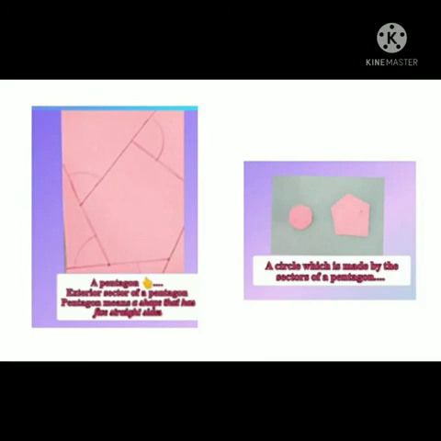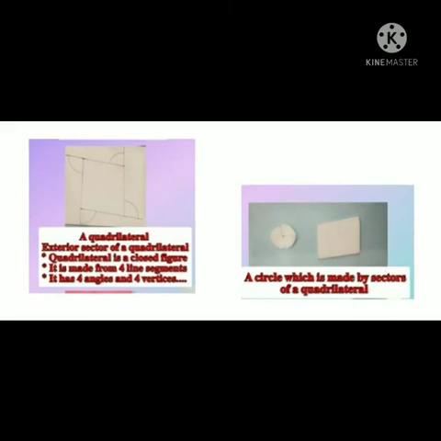First of all, I have made a pentagon and the exterior sectors of the pentagon. Do you know what a pentagon means? A pentagon is a shape that has 5 straight sides. As you can see on the right hand side of the pentagon, a circle is made by the sectors of the pentagon. This is because the exterior angle sum is 360 degrees. So let's move to our second part.